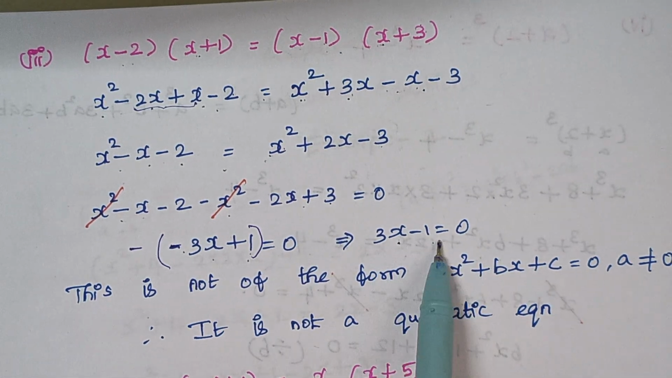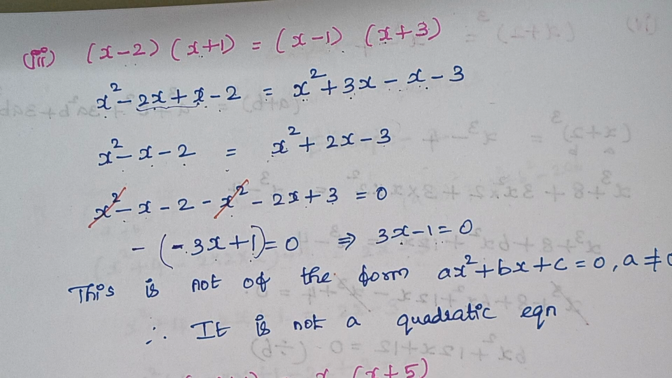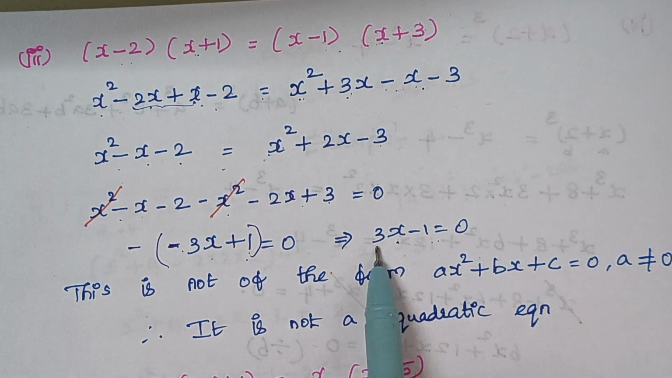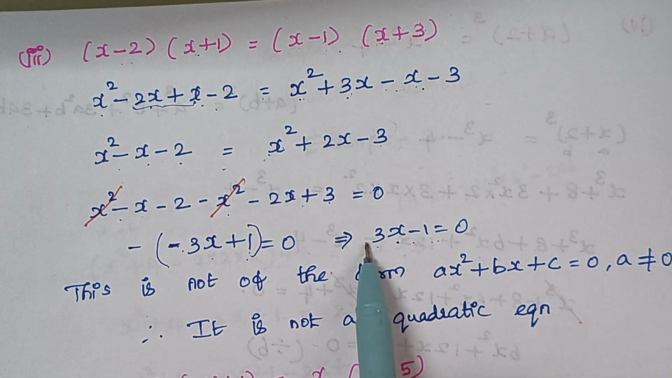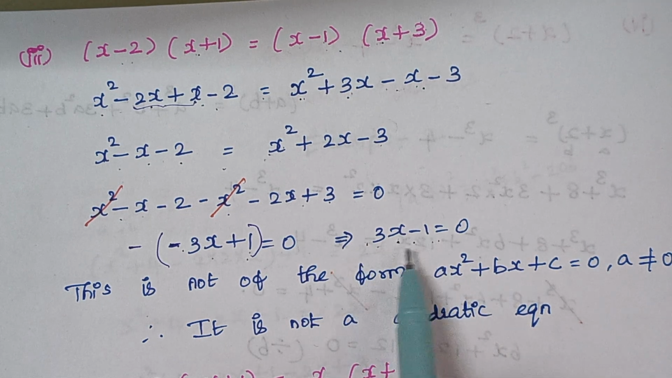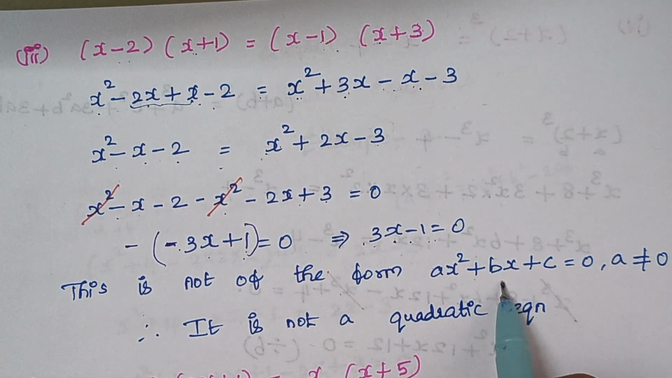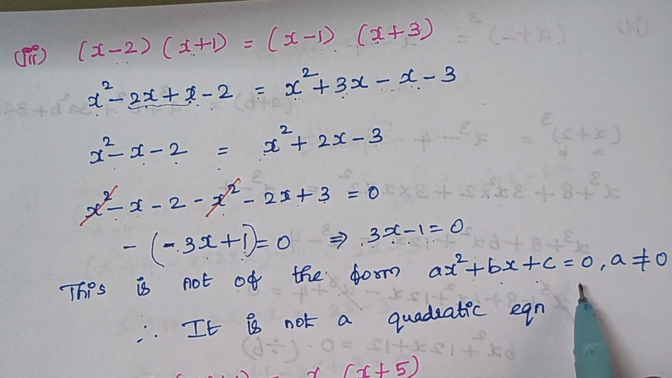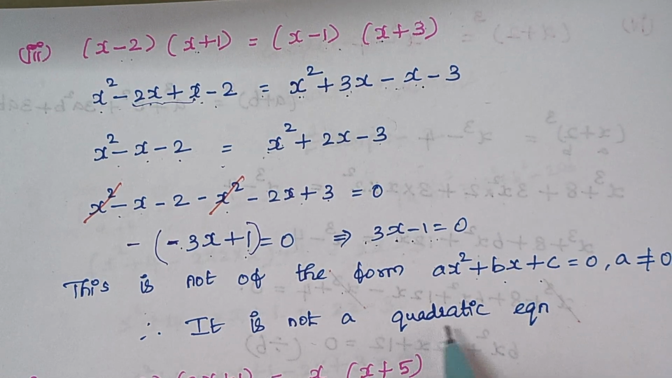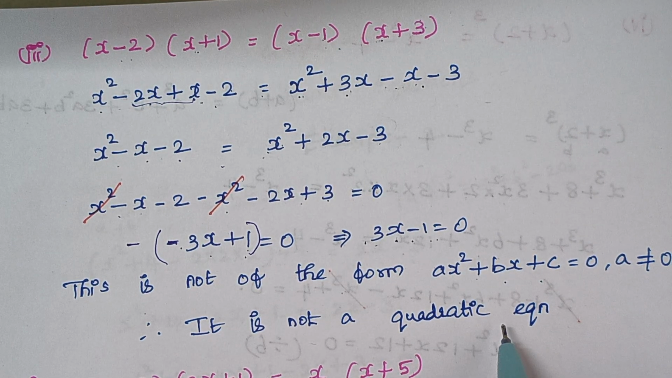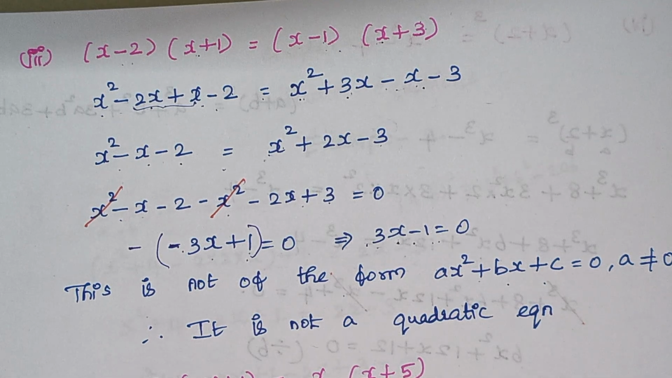So when you compare this equation with the standard equation again, you see there is no x square term here. If we have x square term, then it is a quadratic equation, no doubt. But here we don't have that term. Therefore, this is not of the form ax square plus bx plus c equal to 0. Therefore, the given equation is not a quadratic equation. Now we proceed with our next question.